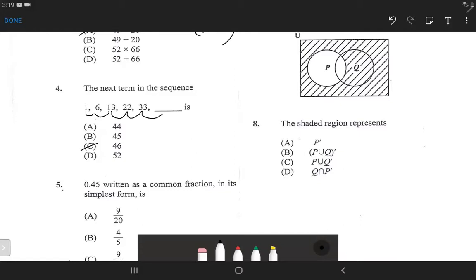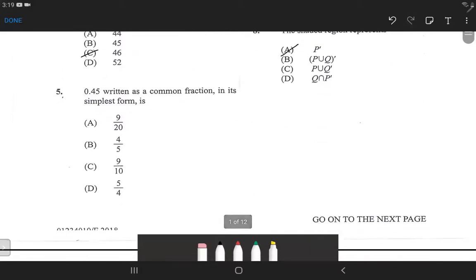The shaded region shows P complement. Notice that this is a repeat question. That is important. 0.45 written as a common fraction in its simplest form. Well, 0.45 is the same as 45 over 100, and both of them are divisible by 5, which gives you 9 over 20.